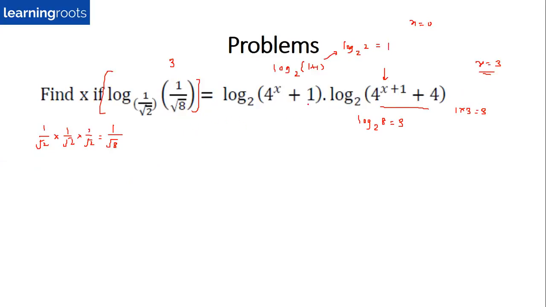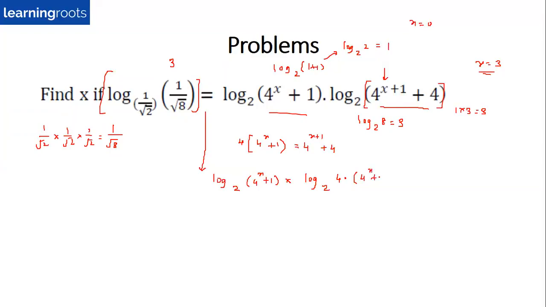How will you solve? Just by pure observation, you can see that this is 4 raised to x plus 1. And if I multiply this number with 4, let's say I do 4 into 4 raised to x plus 1, what do I get? I get 4 raised to x plus 1 plus 4, which is nothing but this part. So, this whole problem, or the right hand side of the problem, I can write as log of 4 raised to x plus 1 to the base 2 into log of, if I take 4 out, I have log of 4 into 4 raised to x plus 1.